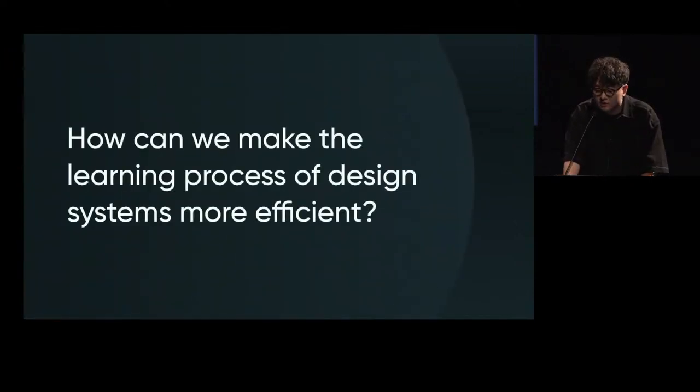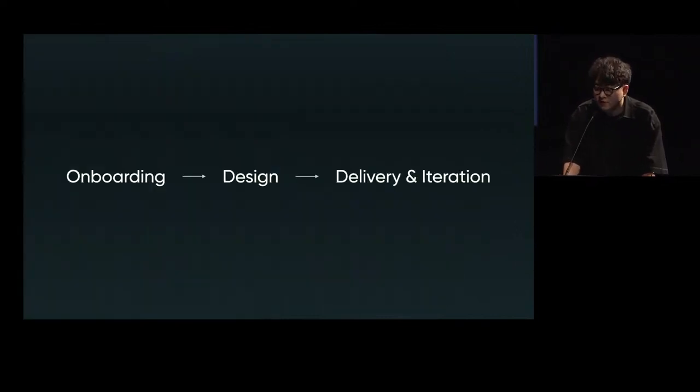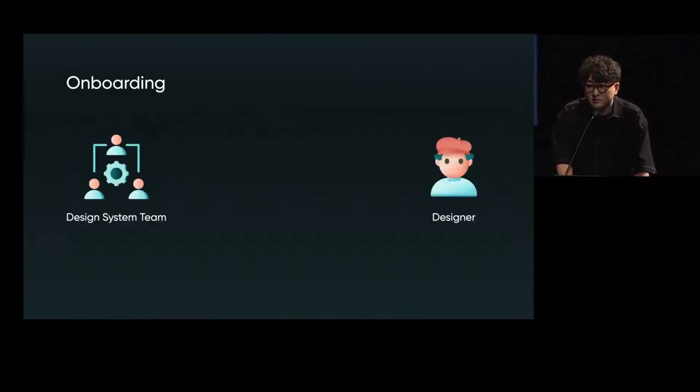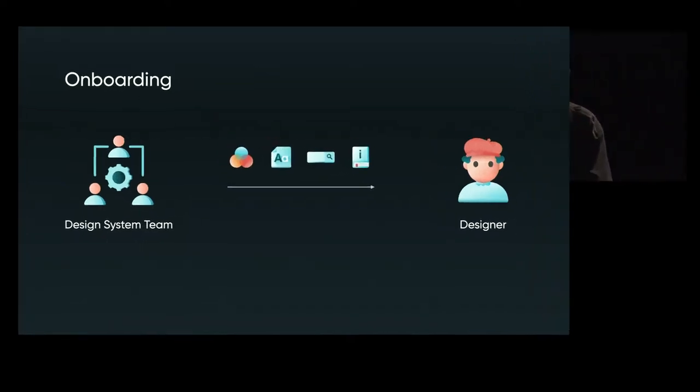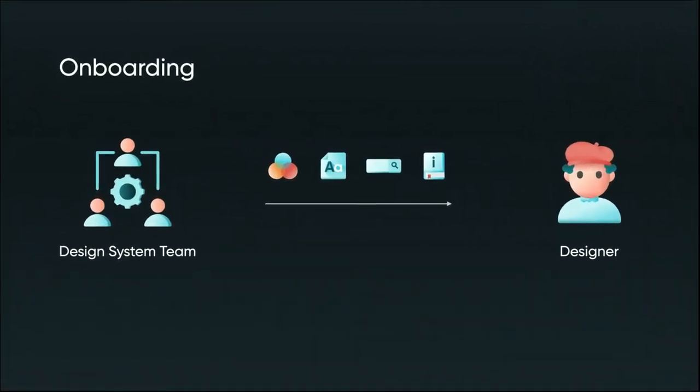So how can we make the learning process of design systems more efficient for designers based on their company's design system scale? There are three typical stages in which designers access and learn the design systems. The first stage is the onboarding process, during which the design system team onboards designers and they encounter many things to learn, such as the company style and components.